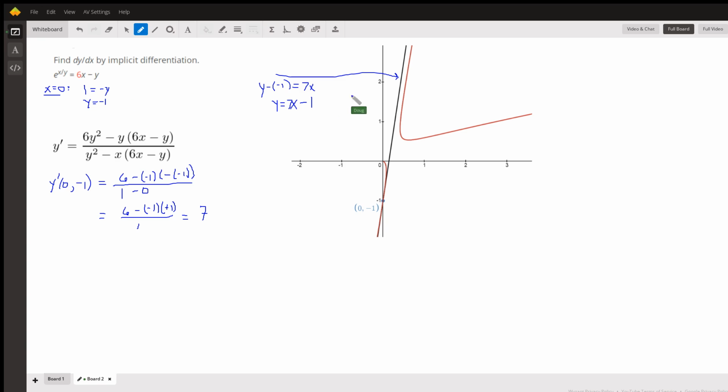If we want the equation of the tangent line at that point, we find the slope by putting 0 in for x, negative 1 in for y. We won't go through the work, but there's the slope of the tangent line at the point 0, negative 1. And using point slope, there's the equation of the tangent line. And that looks like we got it.